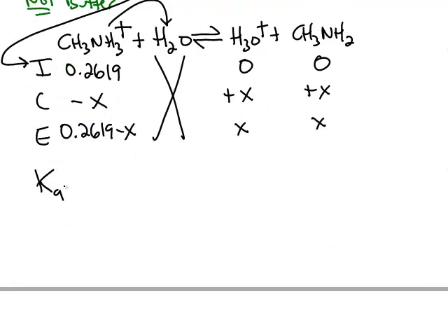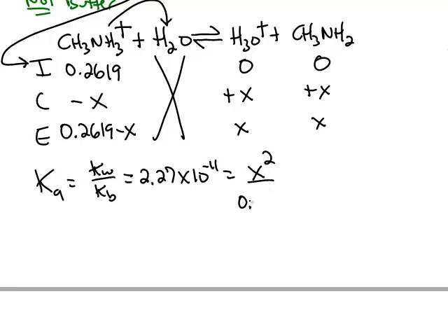The K that we need is Ka, and again we got that from doing Kw divided by Kb, and the Ka is 2.27 times 10 to the negative 11. That would equal x squared over 0.2619 minus x. Very small equilibrium constant. Our x value is going to be negligible, so we can use the approximation to solve for x. X is 2.44 times 10 to the negative 6, and the approximation is valid.